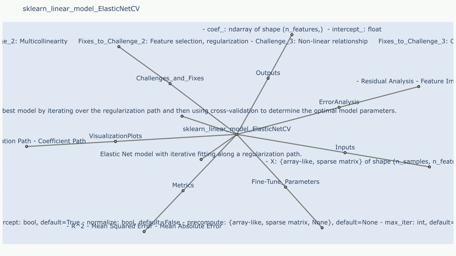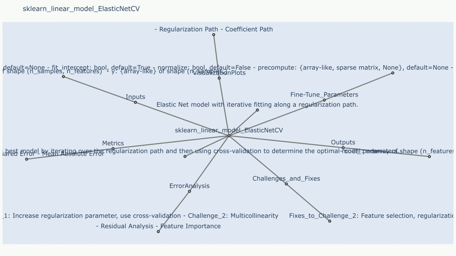Visualization plots: feature importance plot, a plot showcasing the relative importance of each feature based on the magnitude of their corresponding coefficients. Residual plot, a plot of the difference between the predicted values and the actual values, allowing you to visualize the model's performance and potential heteroscedasticity.